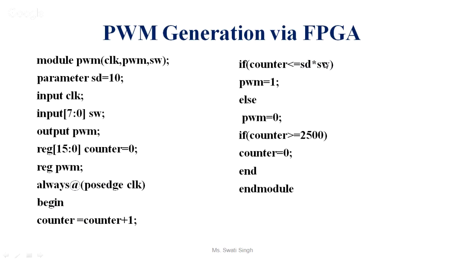Now whenever your counter is less than or equal to this parameter, then PWM equals 1. And when this condition is false, else PWM equals 0. And if your counter is greater than or equal to 250, it means these equations will execute until your counter value is less than or equal to 2500. And if it is above that, then your counter will reset to 0 and the module ends.